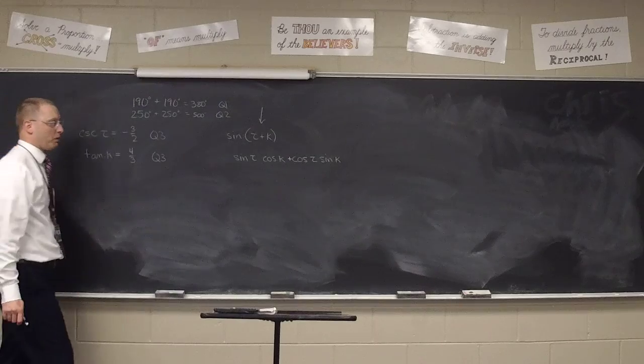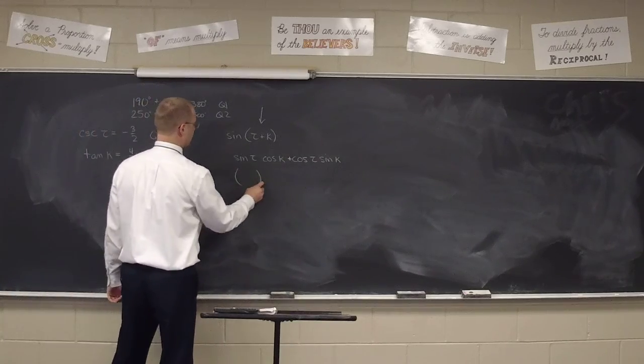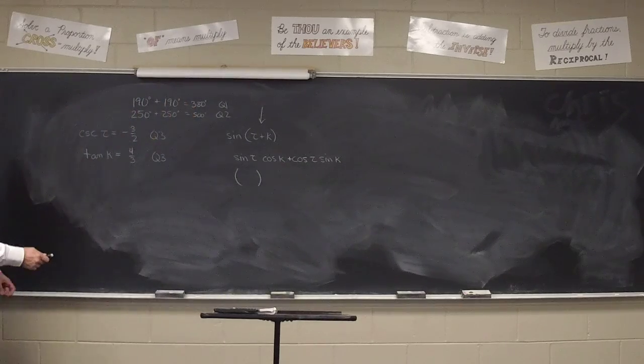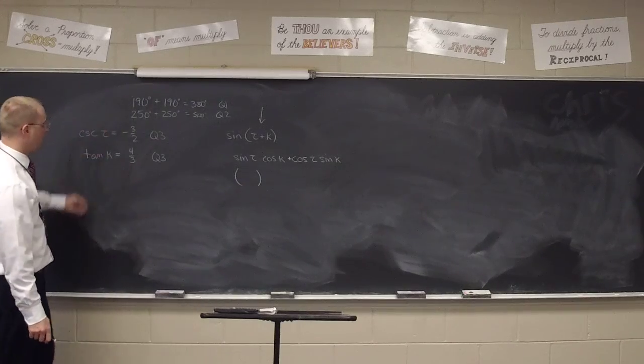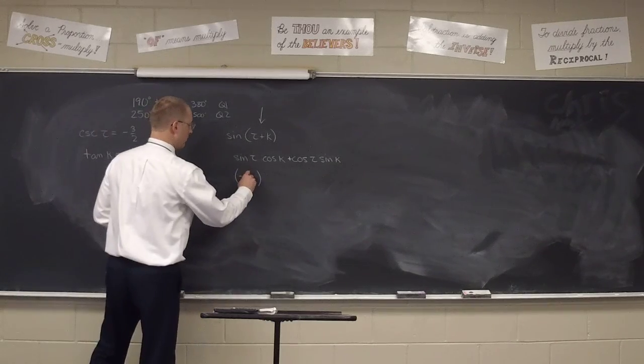And we need to plug in our numbers. Well, we know what the sine of tau is. It doesn't expressly say it, but we can do it really easily in our heads. The cosecant of tau is -3/2. What's the sine of tau? Negative 2/3.